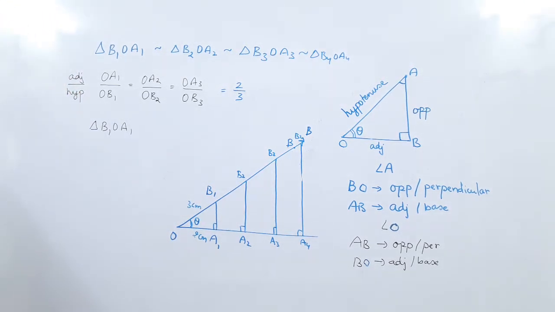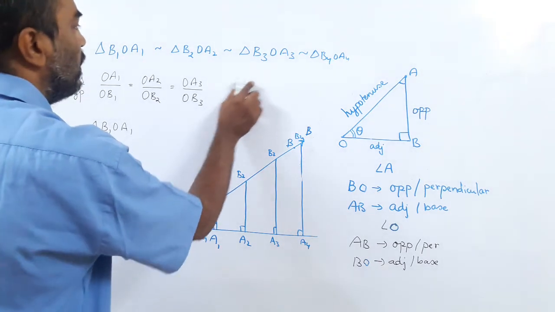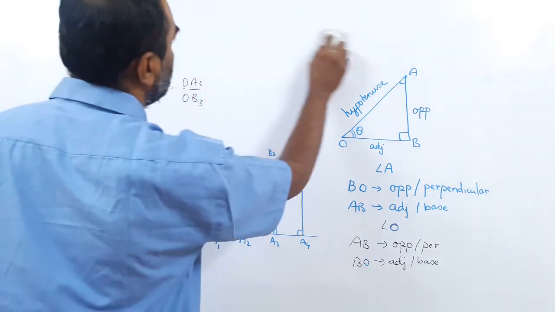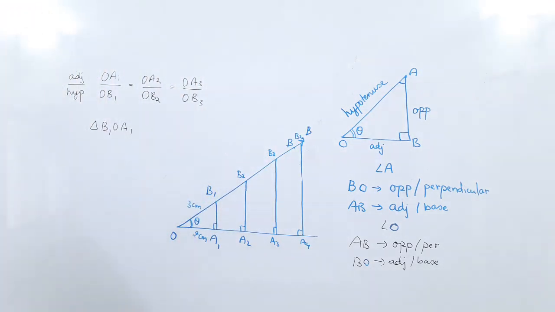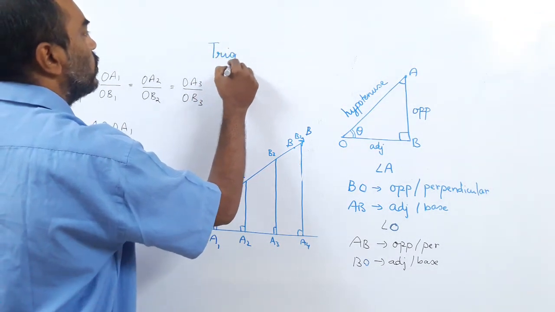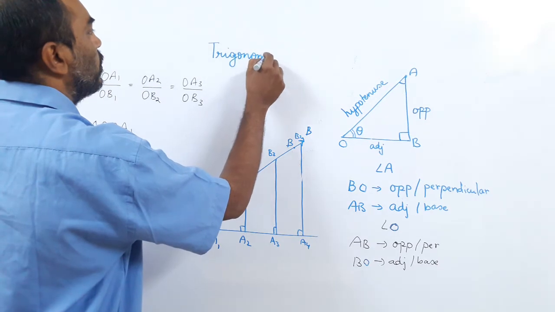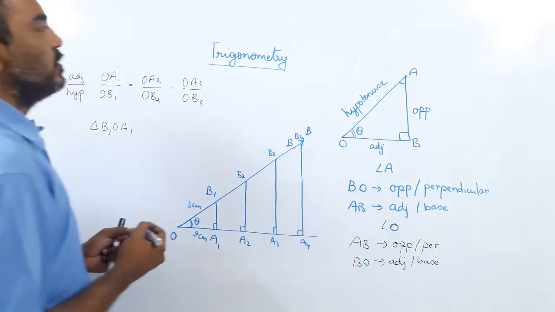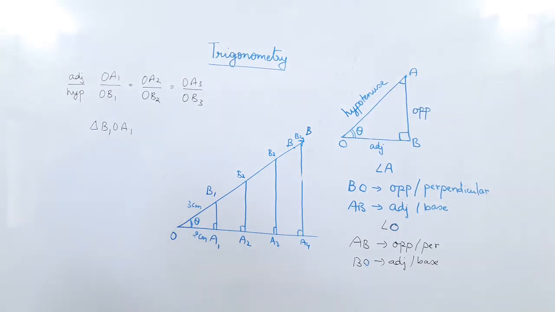So this chapter, which deals with angles with their ratios, is given the name... Can you guess the name of this chapter now? Trigonometry. So we have started the chapter of which chapter? We have started the chapter of trigonometry.